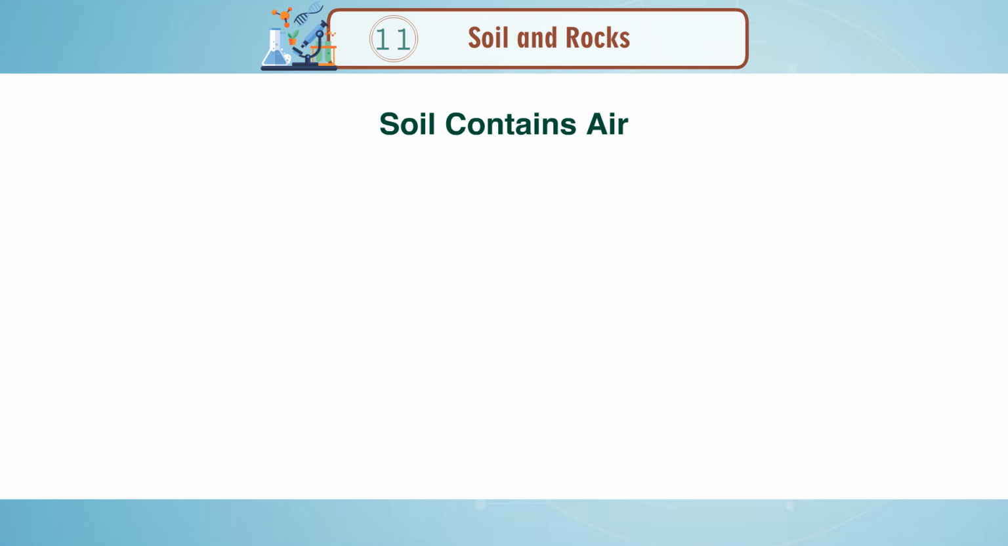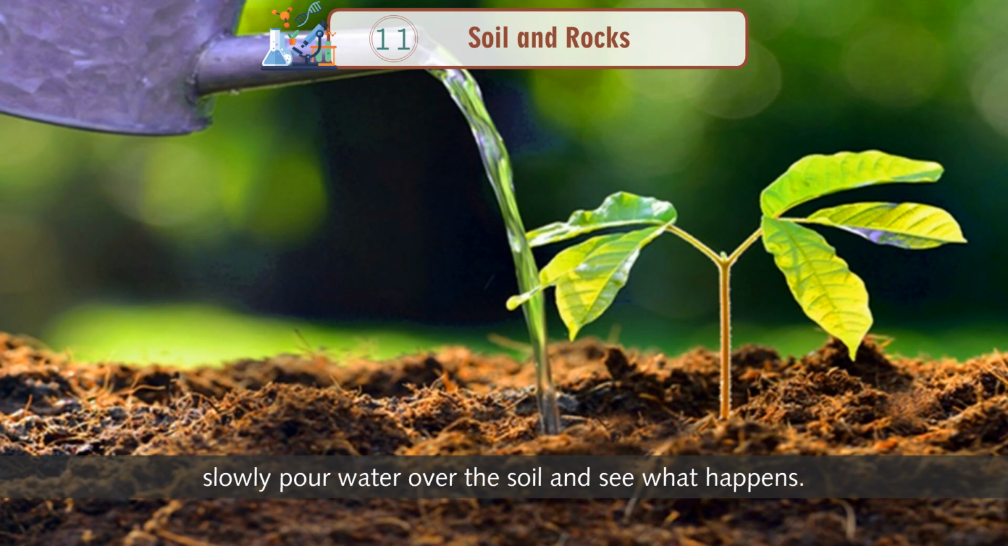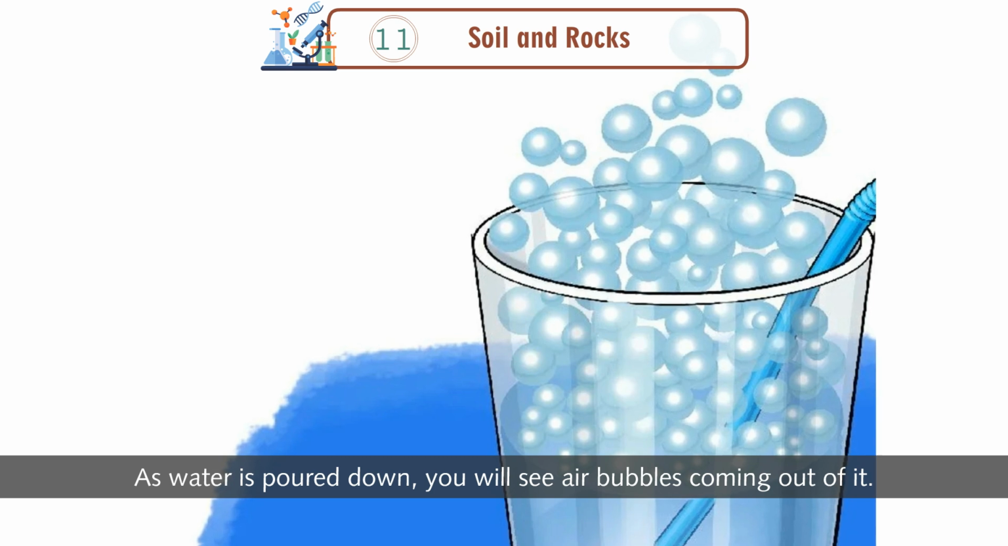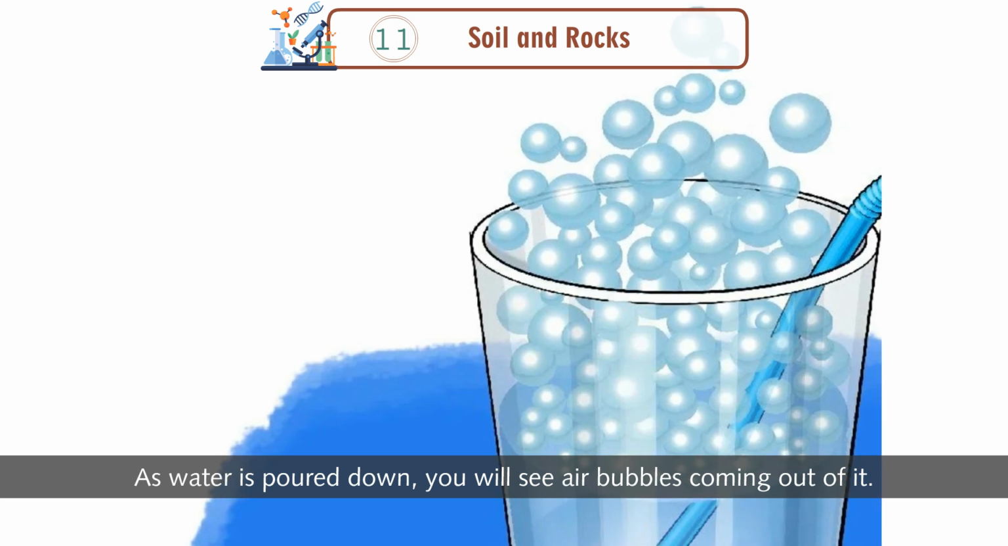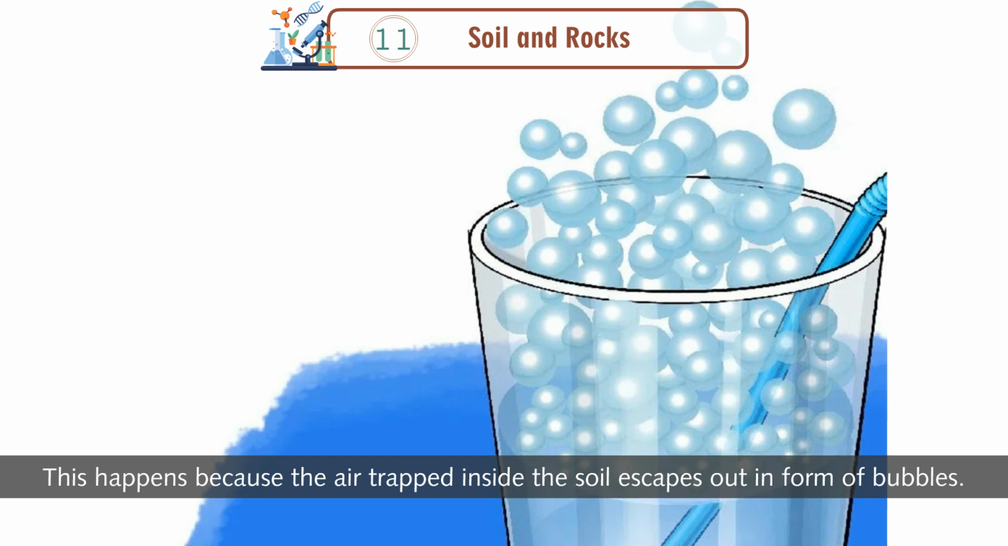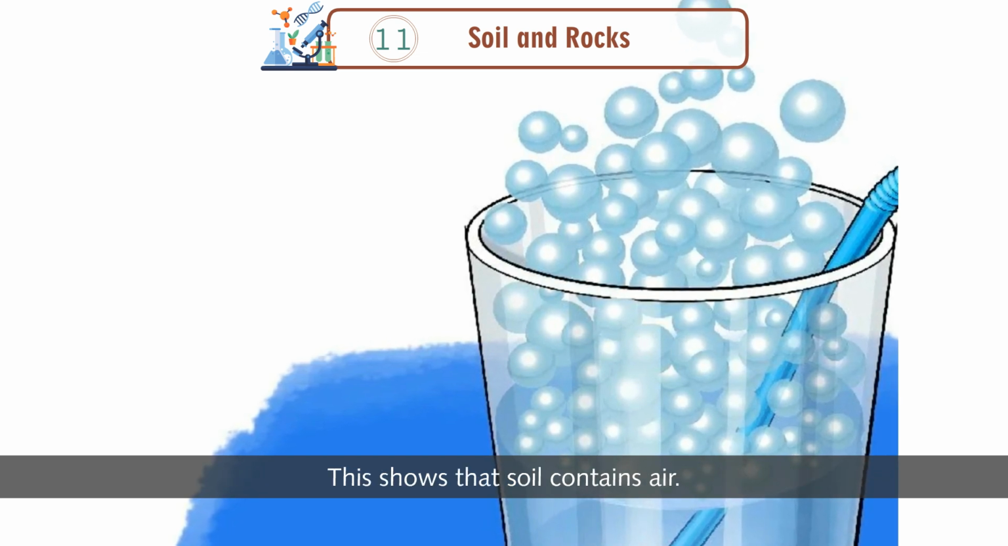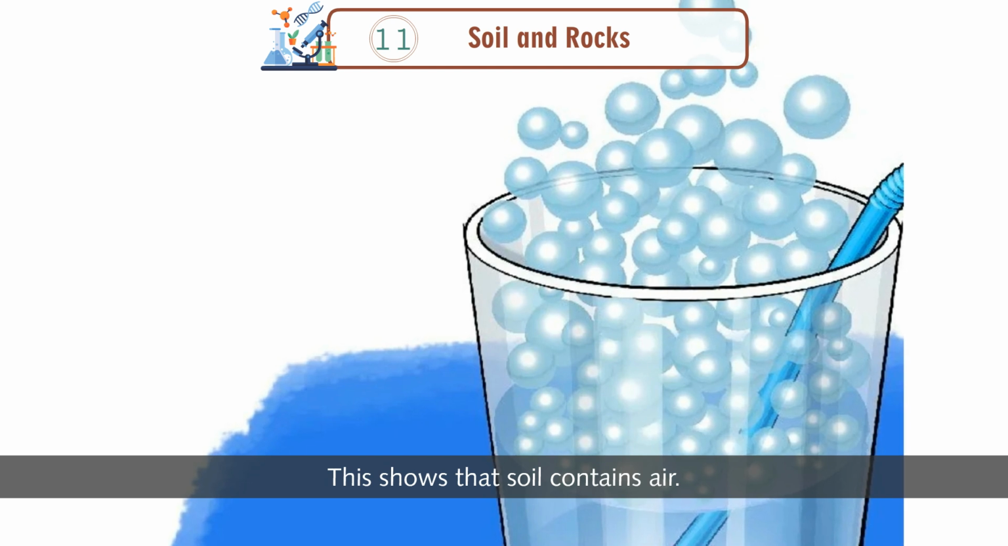Soil contains air. Put some soil in a container. Slowly pour water over the soil and see what happens. As water is poured down, you will see air bubbles coming out of it. This happens because the air trapped inside the soil escapes out in the form of bubbles. This shows that soil contains air.